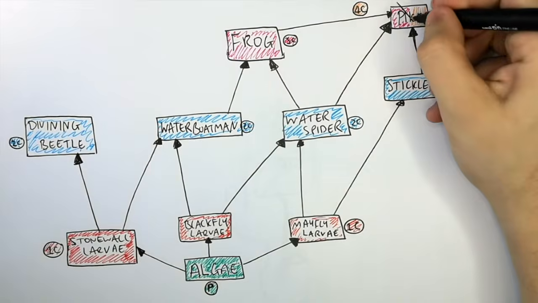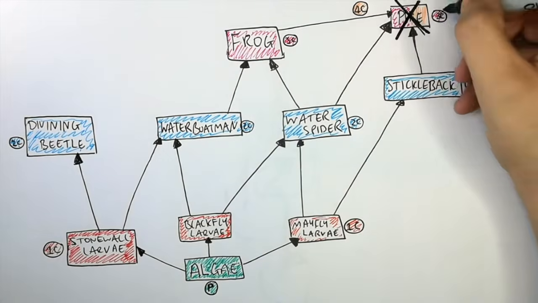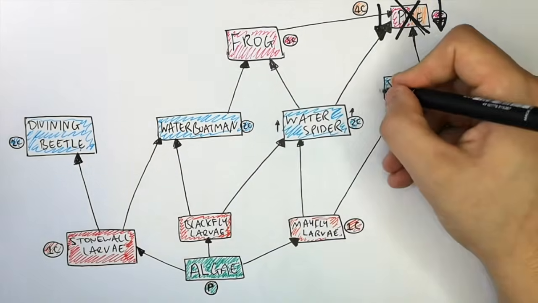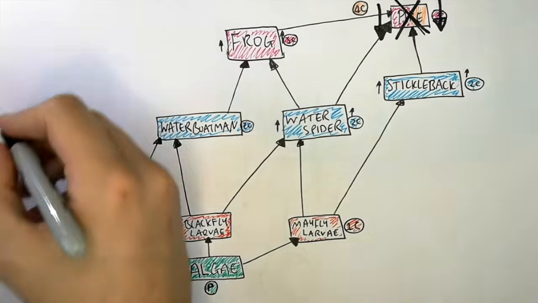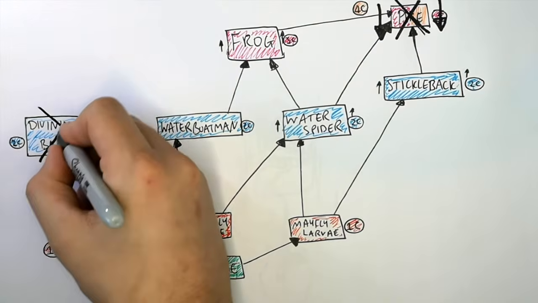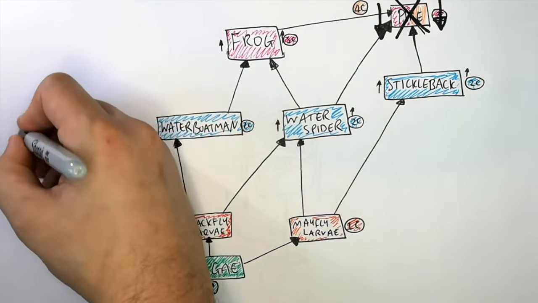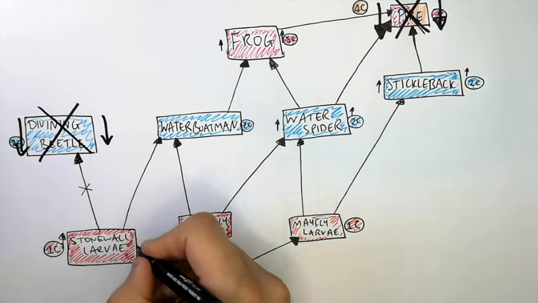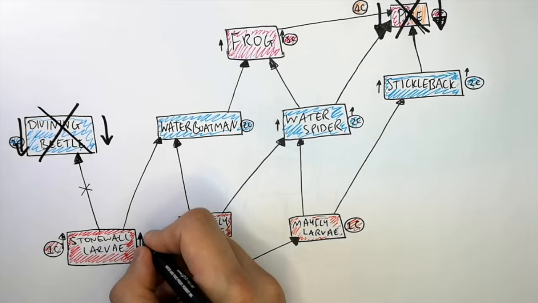So if the pike died out, or if the numbers of pike decreased, that would lead to an increase in numbers of the stickleback, the water spider, and the frog. So if the numbers of diving beetle decreased, what would happen to the numbers of stonefly larvae? Well, the stonefly larvae are going to increase because there are fewer predators killing them.